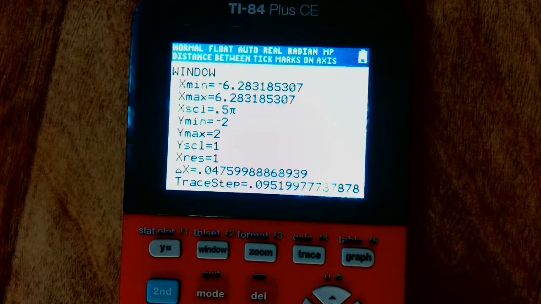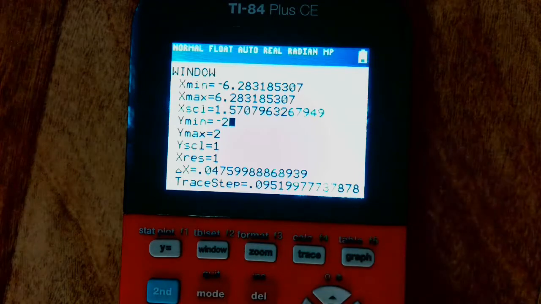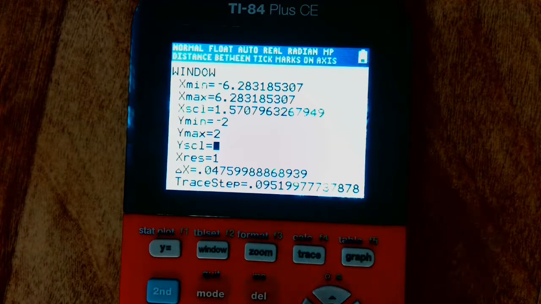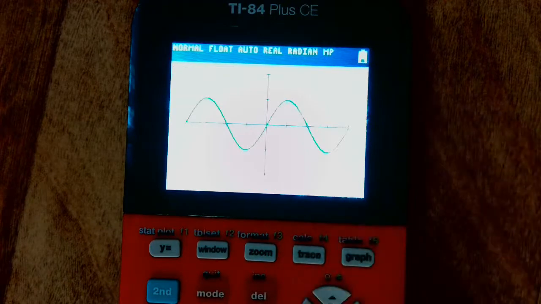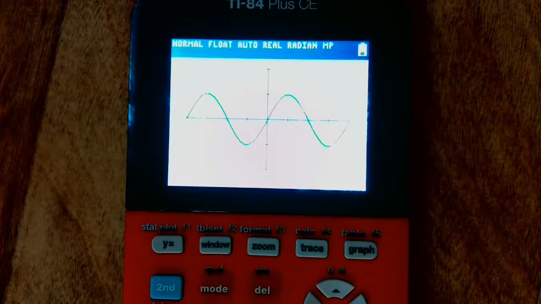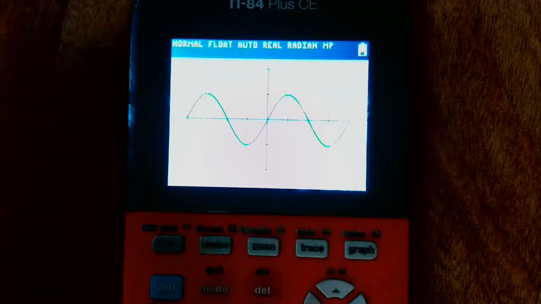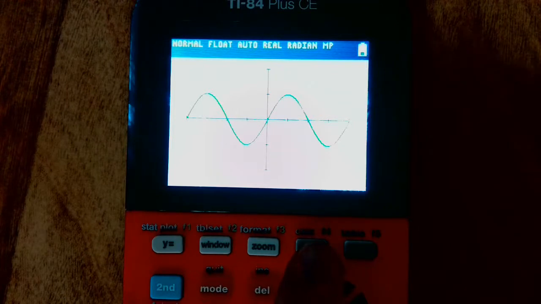So every fourth of the way around the circle, essentially: the right, the top, the left, the bottom. And then I'm going to go from -2 to 2 on my y. It's not necessary to go all the way up to 2 and -2 because sine only goes up to 1 and -1, but I like the way the graph looks. So then you graph, and it looks something like this. That's the sine curve.